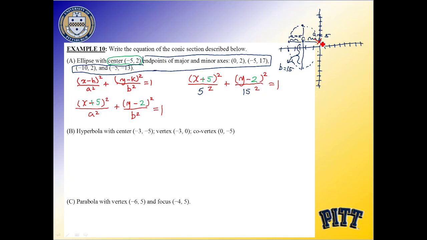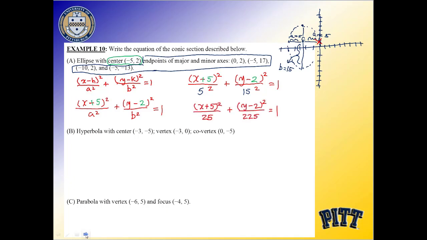If you're still comfortable with the way it had been done, you remember it before, by all means use it. It doesn't bother me. But I know a is 5, so I'm going to have 5 squared on the bottom. I'm going to have 15 squared on the bottom underneath the y. And of course, I should evaluate what those are. So my final answer would be this.